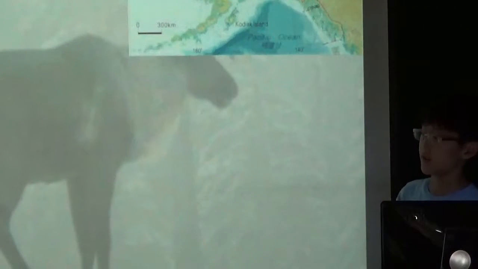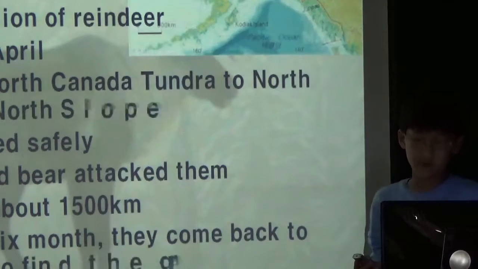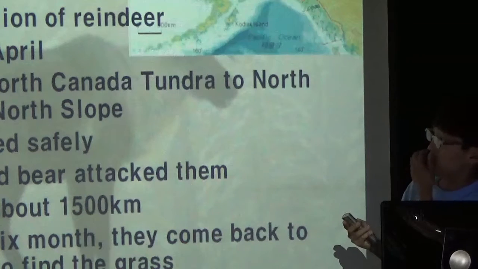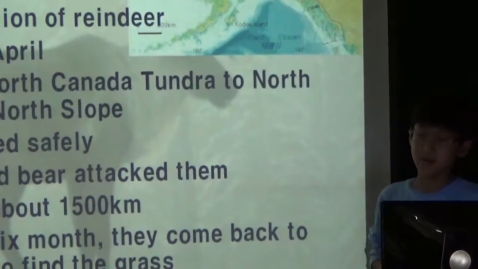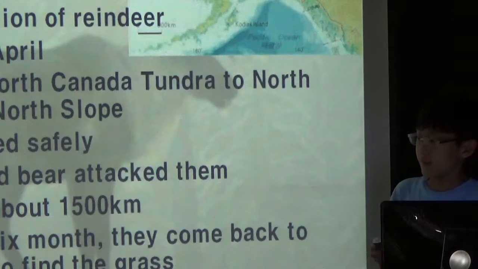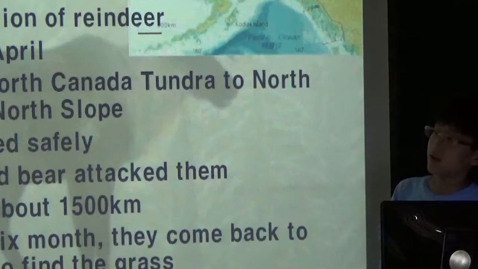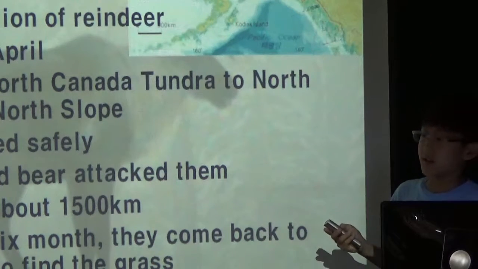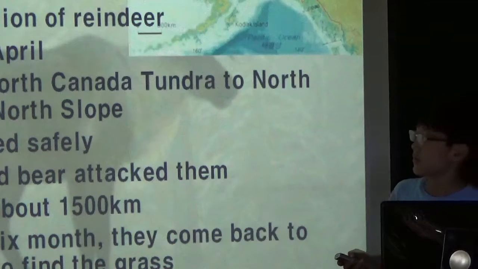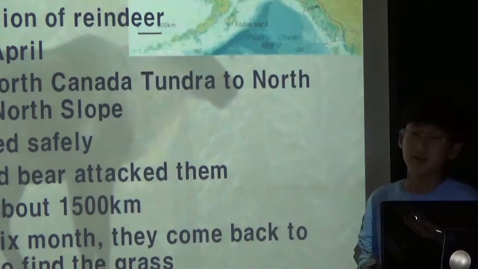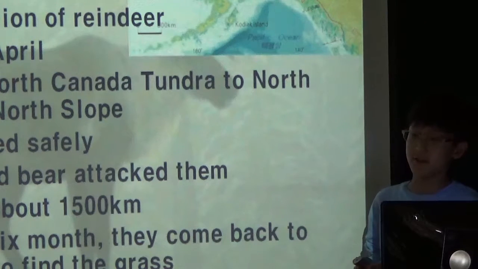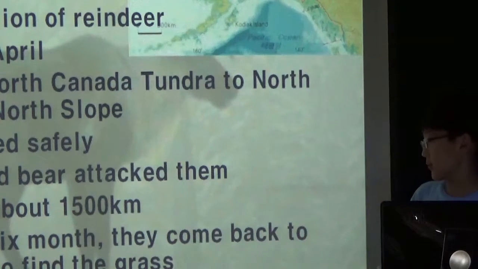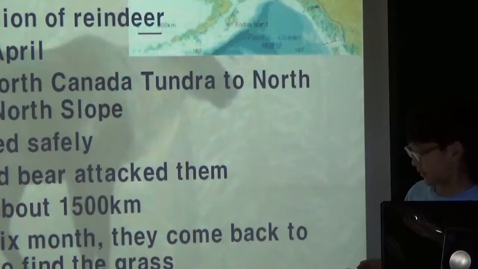In Alaska, reindeer migrate too. 1.2 million reindeer migrate every April. Some reindeer freeze and die, and some are attacked and eaten by foxes or bears. They move about 1,500 kilometers. After 6 months, they come back to the prairie to find grass.